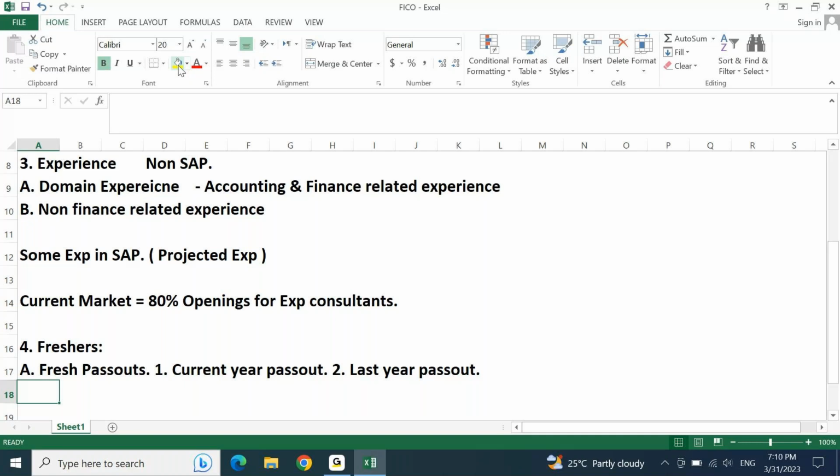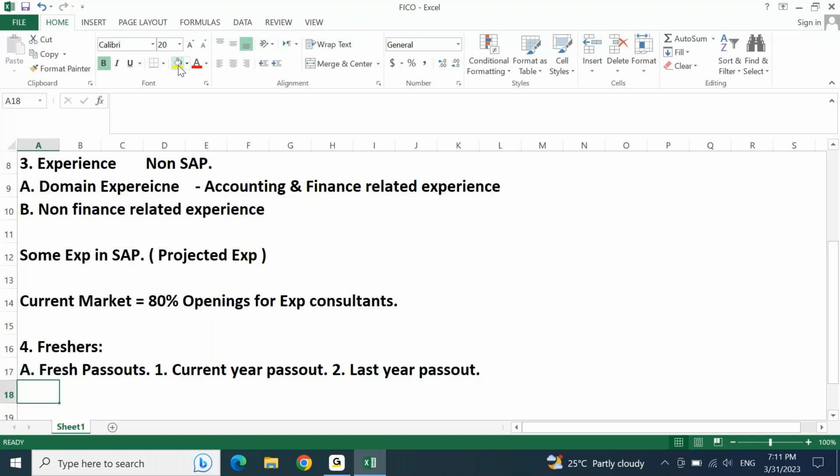If this criteria is not fulfilled, your resume will not be picked up. You will not be able to get interview calls. Even if you get the call, you will not be able to clear the interview. Okay, so this is another point. So, freshers.